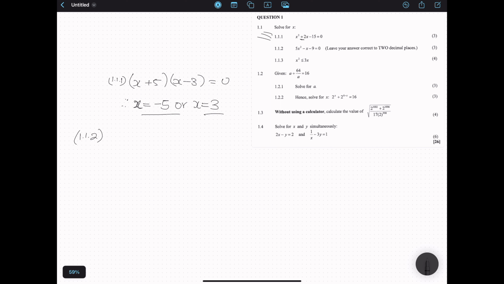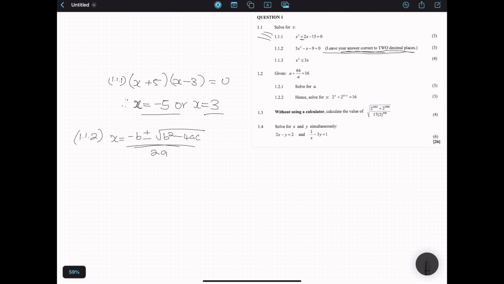So every time when you see leave your answer correct to decimal places, you know that you have to use the formula to solve this, because you won't be able to find this easily. Most of the time it's just decimals, so you know that you have to use the standard formula, which is x is equals to minus b plus or minus the square root of b squared minus 4ac divided by 2a, right?